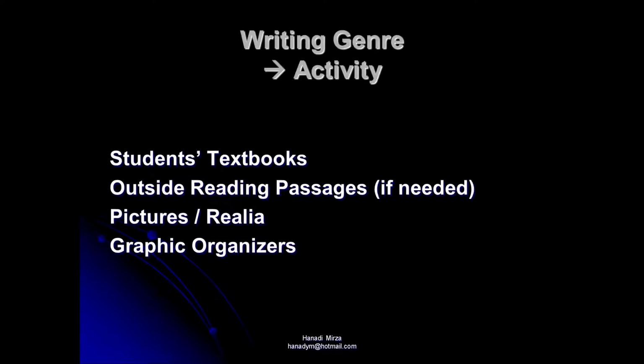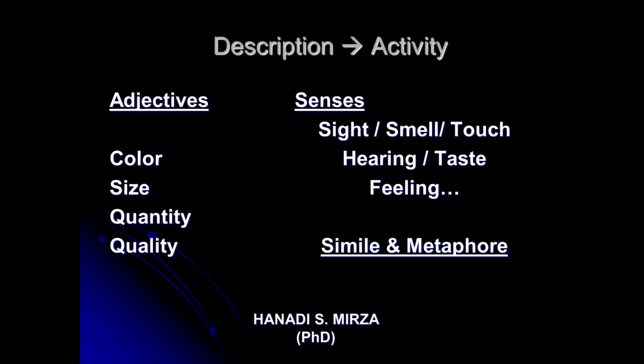Let's take the example of descriptive writing. You can bring a picture full of dogs and you ask students, what do you see? They see dogs. Tell me more about the dogs. They tell you white and black. Okay, white and black. What are these? Colors. So I write color on the board and write next to it white and black. Tell me more, look at the picture and tell me more.